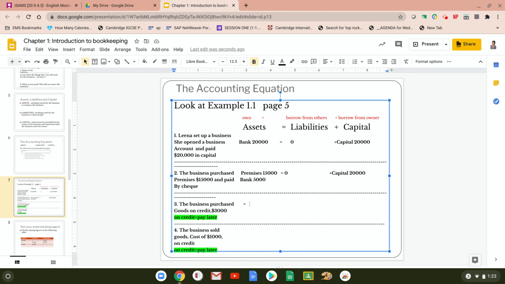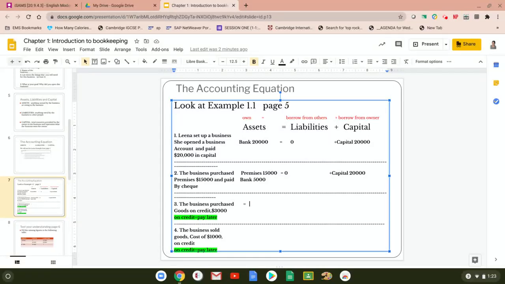All right. So now on the third one, we now purchase goods on credit. Right. So first, we set up a business, we put money, which is 20,000. Next day, we bought a building. Right. Now we are ready to start our business. The third thing that we have to do now is to purchase what we need to start the business. So if you're a dress shop, perhaps you need the dress, right? Because Lena here is actually opening a dress shop.